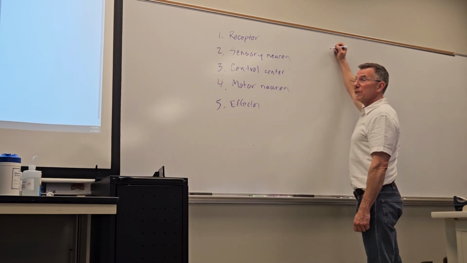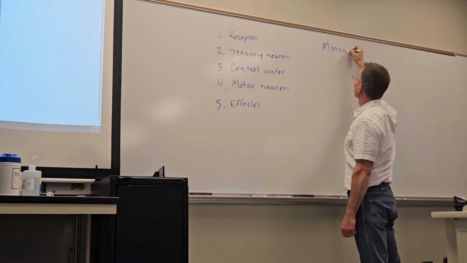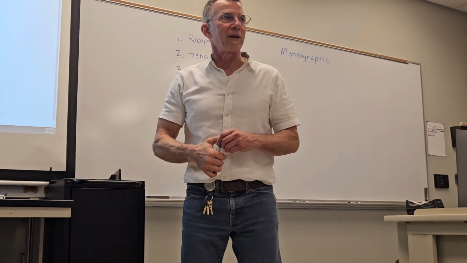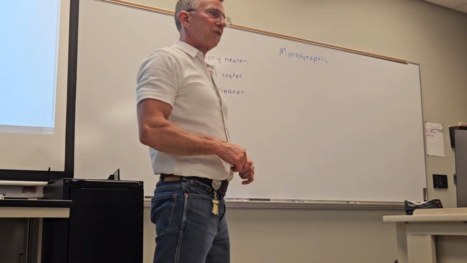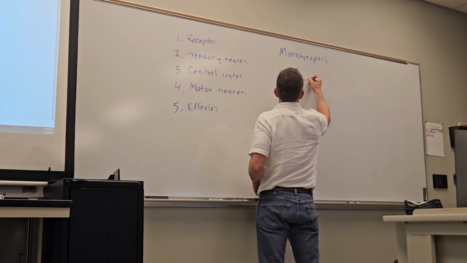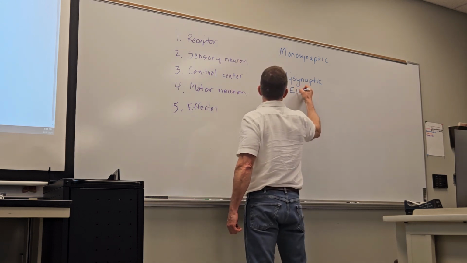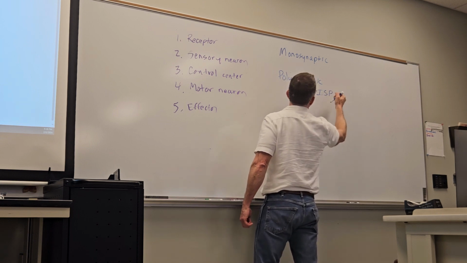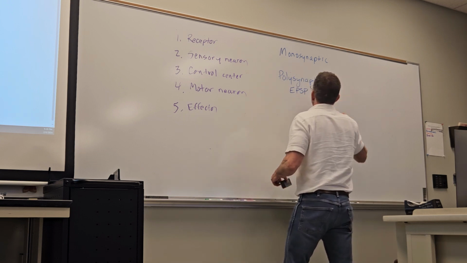What is the simplest, fastest kind of reflex? Monosynaptic reflex. And our classic example of a monosynaptic reflex is the patellar, the stretch reflex, when you smack that patellar ligament. And then we had polysynaptic reflexes, and they always involved what? EPSPs and IPSPs. Excitatory potentials and inhibitory. That's right.